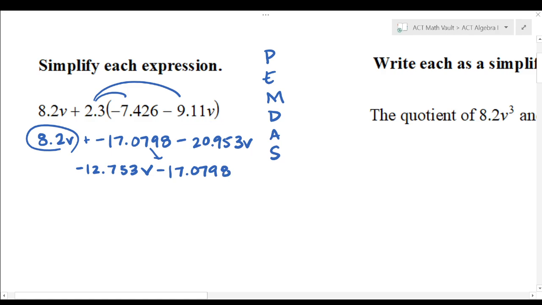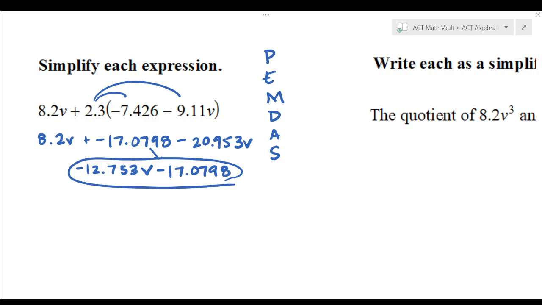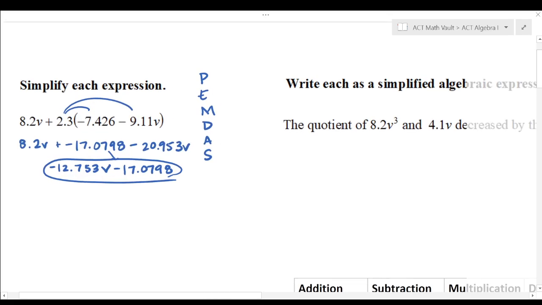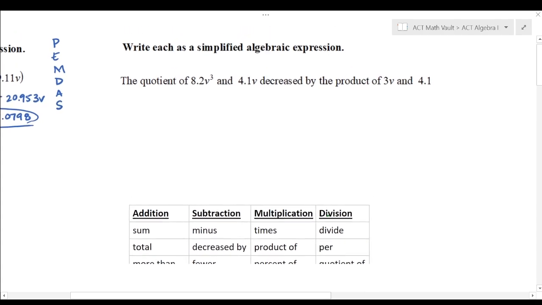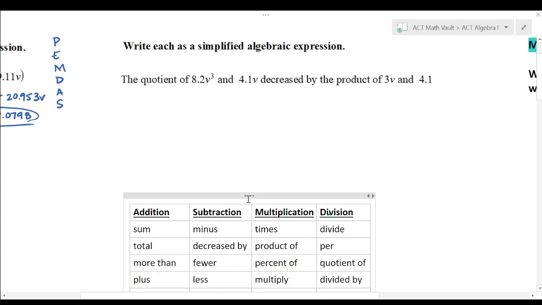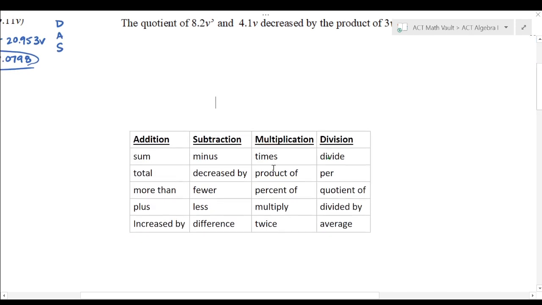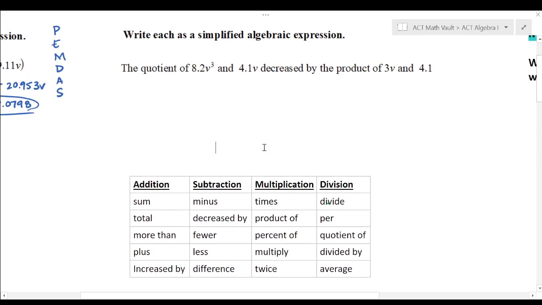I'll put these away. That is just basic simplification with like terms: something with a v, something without a v, and combining the like terms to get a final answer. Something that would be a little bit more involved would be having to first translate an expression into the actual algebra, using the words to algebra translation, and then simplify it. So it says write each as a simplified algebraic expression.